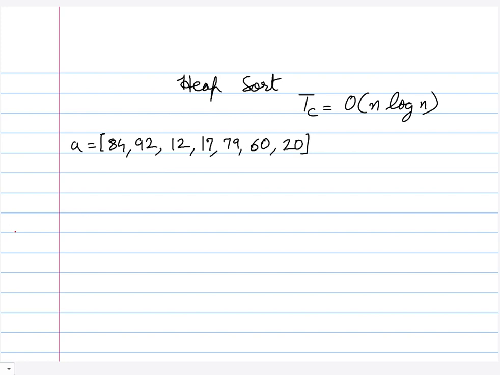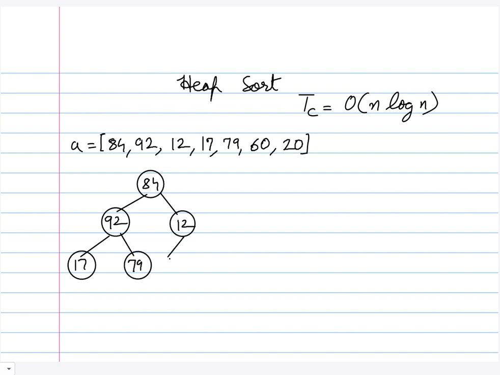To do this, first we will create a heap from these numbers. Heap in the sense we will create a binary tree, a complete binary tree. So the root is 84, then 92, then 12, then 17, 79, and then the remaining two elements 60 and 20. So this is how we have created a heap. This is the first phase, or first iteration.